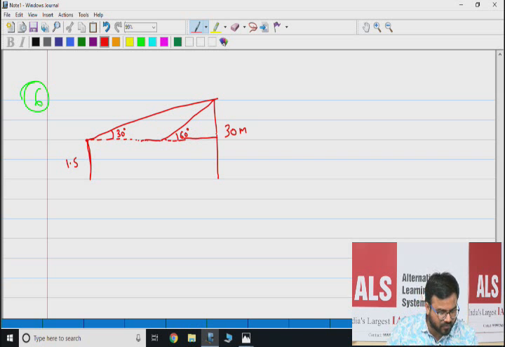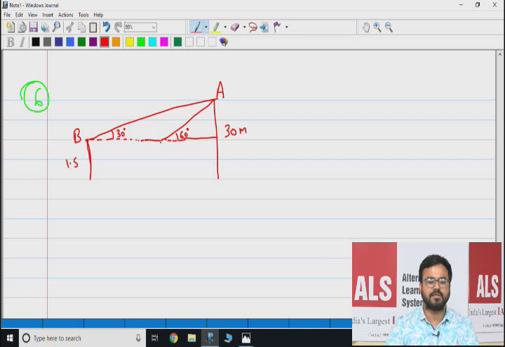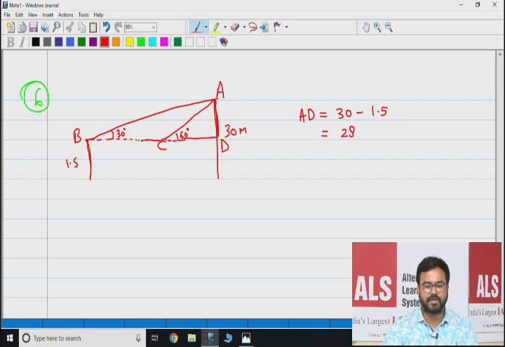Find the distance he walked towards the building. So let's say this is A, this is B, this is C, this is point D. So this time the length AD will be 30 minus the height of the boy, so 30 minus 1.5, which is 28.5. That will be AD. Right.